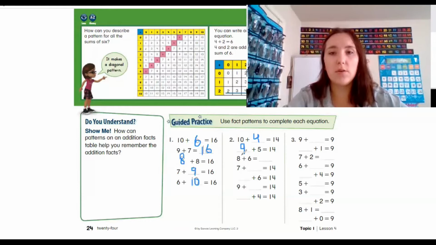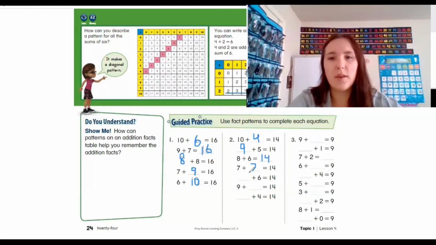My addend over here, my first one, decreased by 1, and my second addend increased by 1, which means my sum is going to be the same. So it's still 14. Okay. My addend over here decreased by 1. My sum is still the same, so this means my second addend has to increase by 1. So 1 more than 6 is 7. And we know that one because it's also a double.